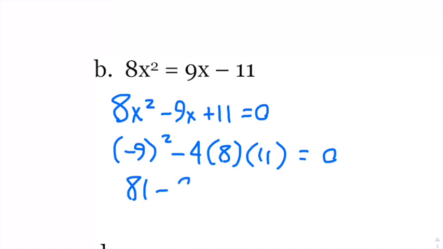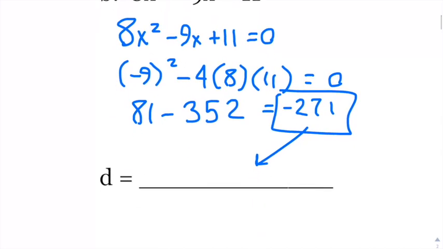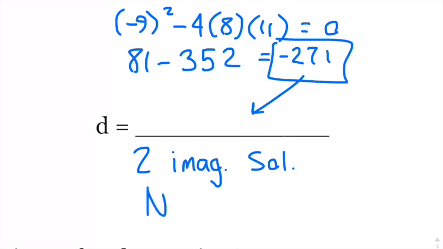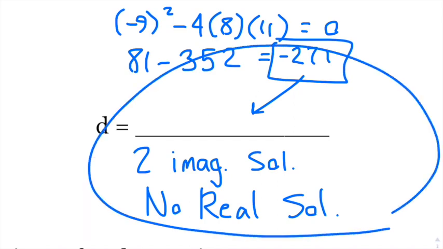And that comes out to negative 352. Okay, and then if we do 81 minus 352, it gets us negative 271. And really, if you realize it's negative right away, you can go ahead and make the conclusion that you're not going to have any solutions here. So you would say 2 imaginary solutions, or you can even say no real solutions. That is it there on that.